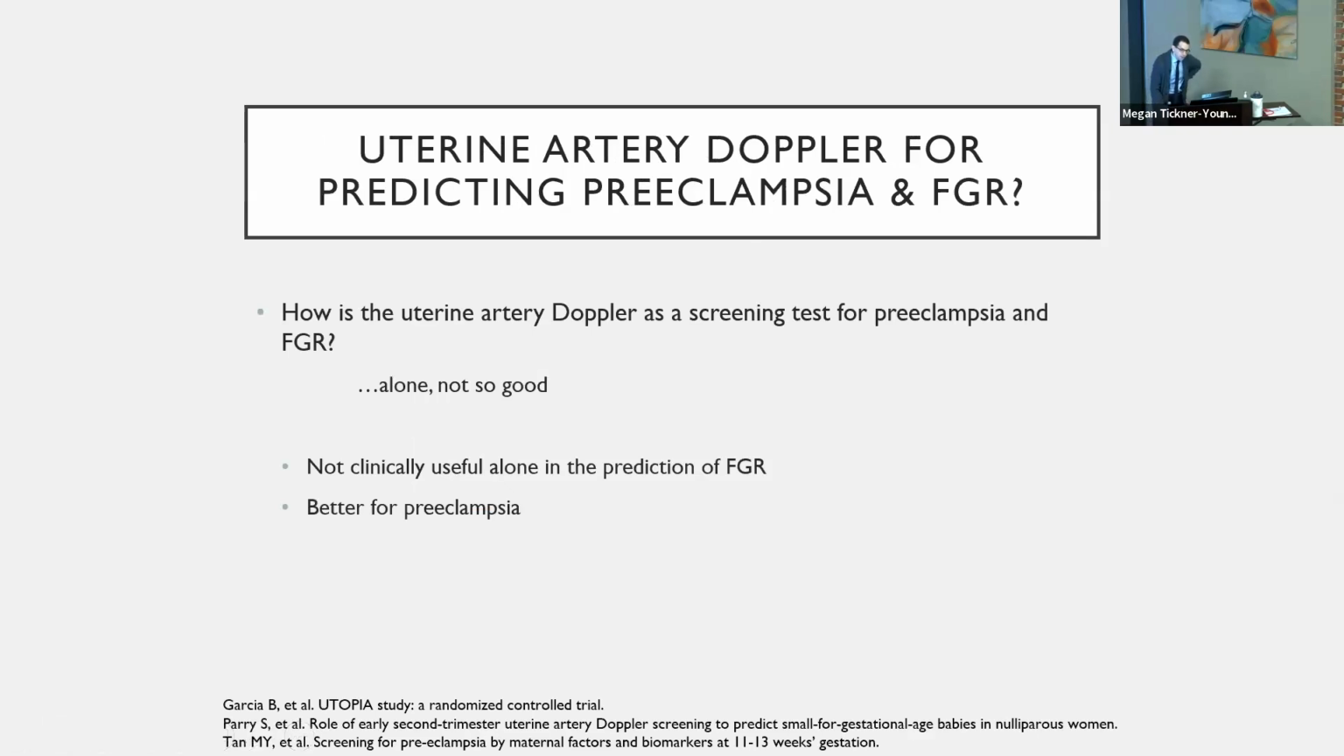All right, so what's the clinical utility of uterine artery Doppler at predicting preeclampsia and FGR? Alone, it's not that good. It's not clinically useful by itself in prediction of FGR, and it's better with preeclampsia, but by itself still has some limited utility. There are multimodal methods that incorporate the uterine artery Doppler to predict the risk of preeclampsia and actually do a good job, but they're complex and resource intensive.